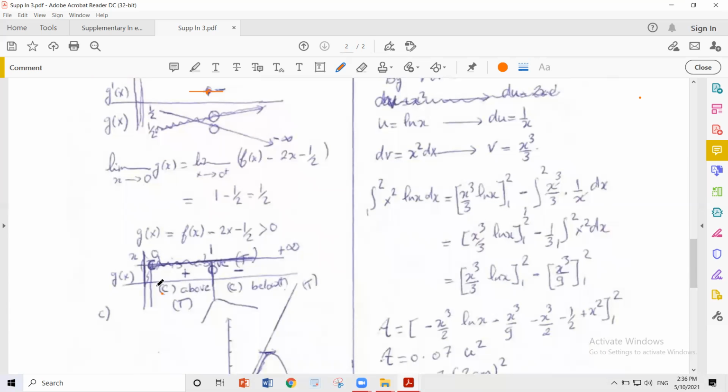Here I say C is above the tangent since it is positive here. Here C is below the tangent.